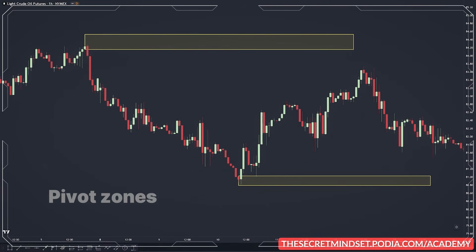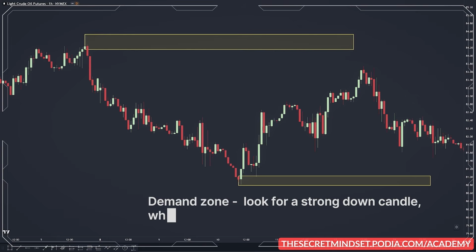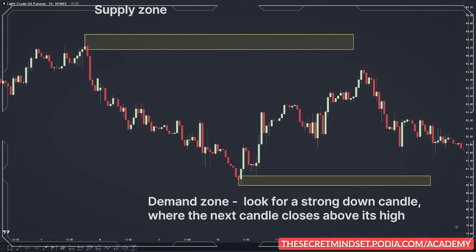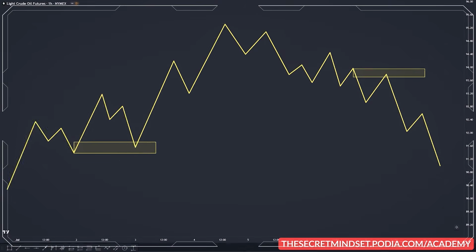We also have pivot zones. These form at the key turning points, like swing highs and lows. They are often marked by one or two special candles. For a demand zone, look for a strong down candle, where the next candle closes above its high. This shows a shift from selling to buying. For a supply zone, it's the opposite: a strong up candle, where the next candle closes below its low.